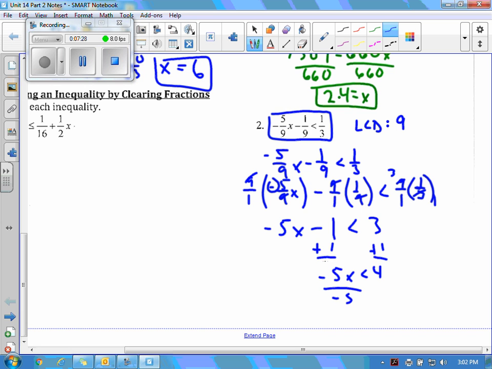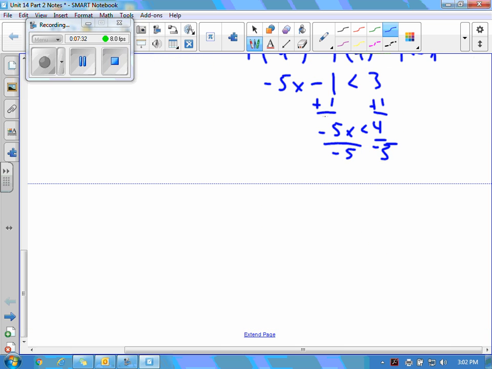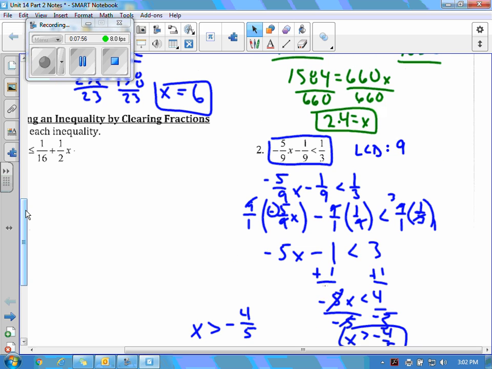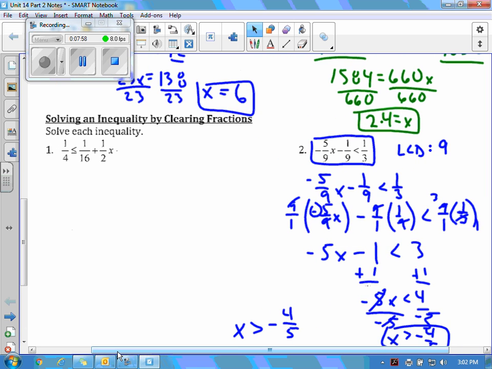Last step is to divide by negative 5. Now I did the second equation because I wanted to make sure I reminded you that when I do this division, I get x, and then dividing by a negative flips the inequality, so negative 4 over 5. X is greater than negative 4 over 5. So let me rewrite that, because when I divide by the negative 5, that flips the inequality. Alright, so now I've done that one, you guys can go ahead and go back and do number 1.